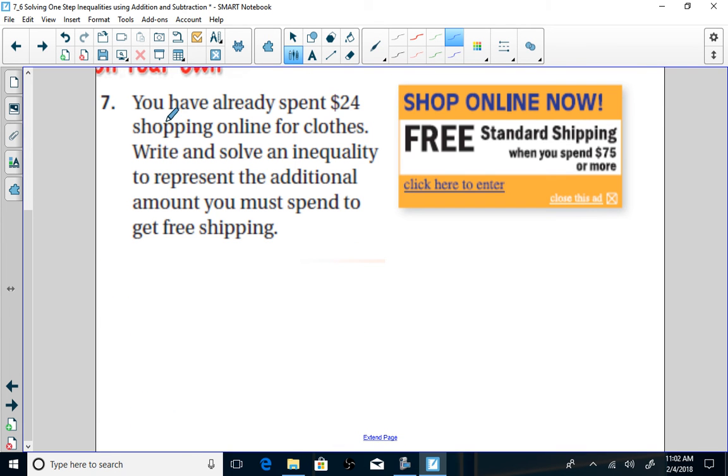And our last one, you've already spent $24 shopping online for clothes. Write and solve an inequality to represent the additional amount you must spend to get free shipping. Well, to get free shipping, you spend $75 or more. So you have to think about what inequality symbol is going to be associated with $75 or more. You've already spent $24. How much more do I have to spend in order to get free shipping? Well, in order to get free shipping, you can spend more than $75 or $75. So it would have to be greater than or equal to as our inequality symbol.